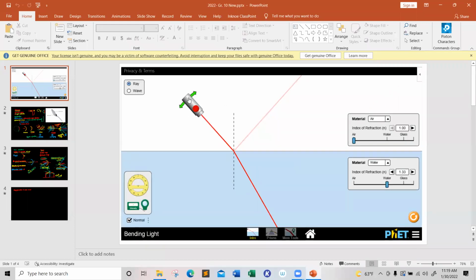Okay. So you see that whenever I'm changing the angle of incidence, the angle of reflection is also changing, correct? You know that the dotted line in between, that is perpendicular to the what? To the surface of separation, it is called normal.